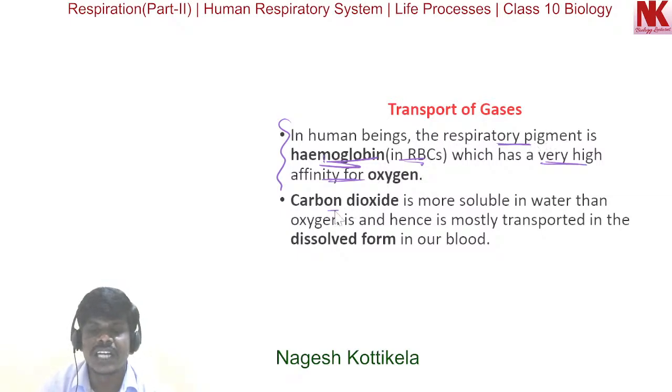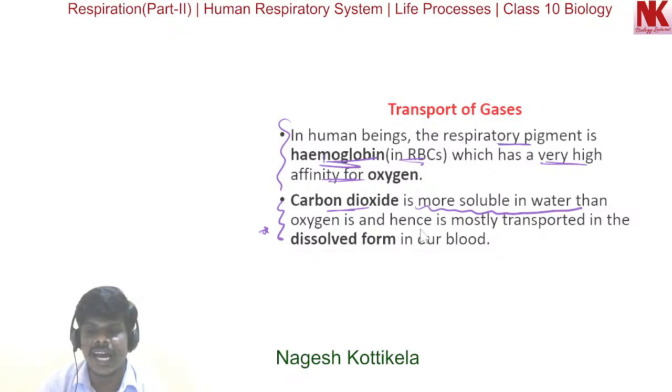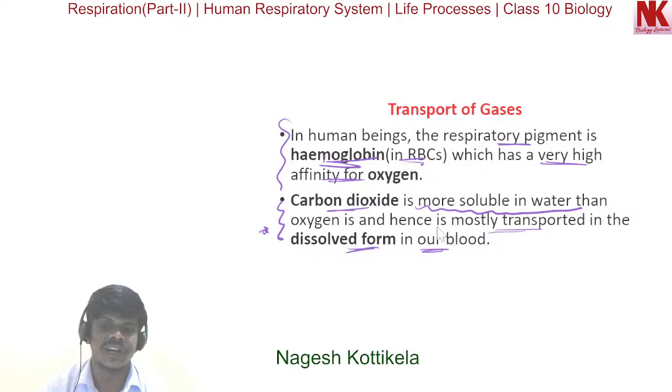Now carbon dioxide is more soluble in water than oxygen. Again, one more important statement. Carbon dioxide is more soluble in water than oxygen is, and hence is mostly transported in the dissolved form in our blood. So this is how transportation occurs in our body. Oxygen is mainly transported by hemoglobin, the respiratory protein, and carbon dioxide is more soluble in water, so it is transported in dissolved form.